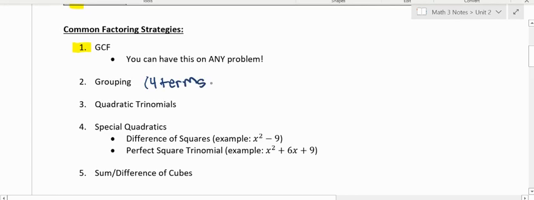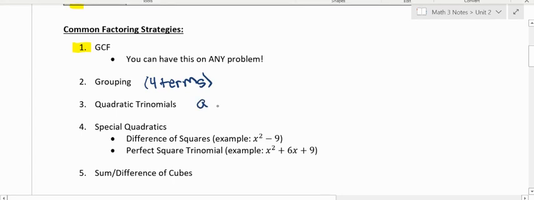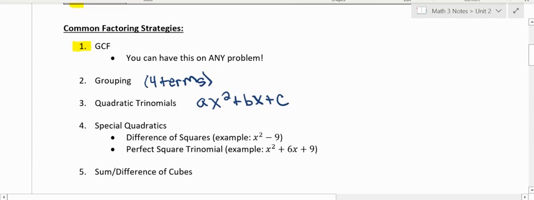We're now going to look at factoring trinomials, and trinomials you might remember from Math 2, where it's in the form of ax squared plus bx plus c. So we're going to look at what do we do when our a value is 1, so how do we go ahead and factor that, and what do we do when our a value is greater than 1. So that's our focus today.